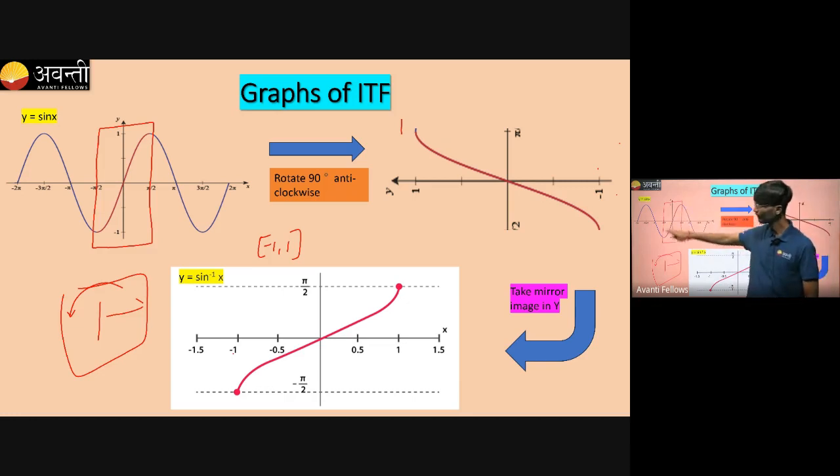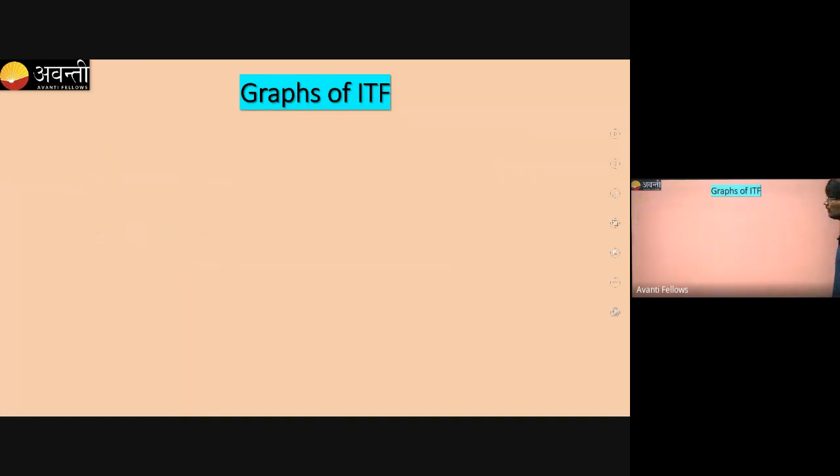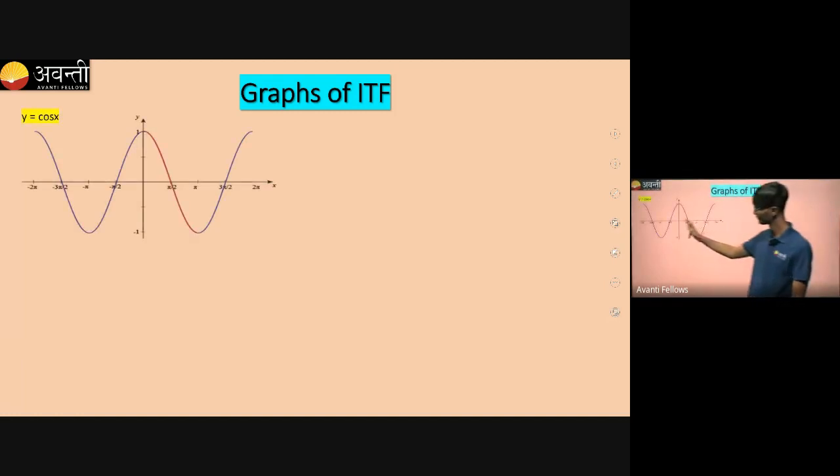This is the graph of sine inverse. If we know the graph of sine, we just have to apply two steps and we'll get the graph of sine inverse. Let's try one more time with cos inverse. I hope you are ready. Now I want you to use your imagination, or if you have a book and pen, you can draw simultaneously. Do you know the graph of cos? I hope yes. The graph is the same as sine, just shifted.